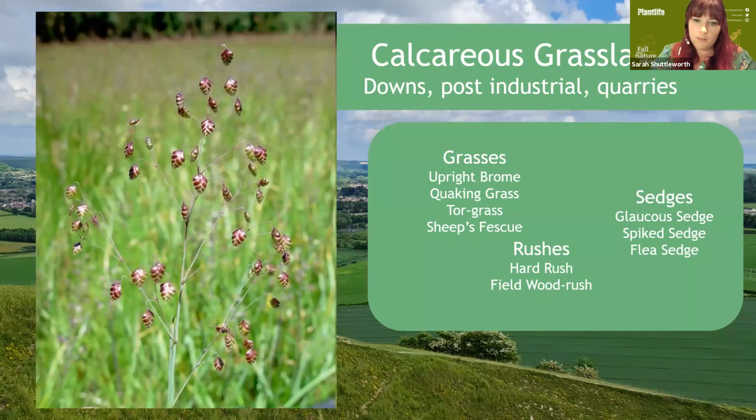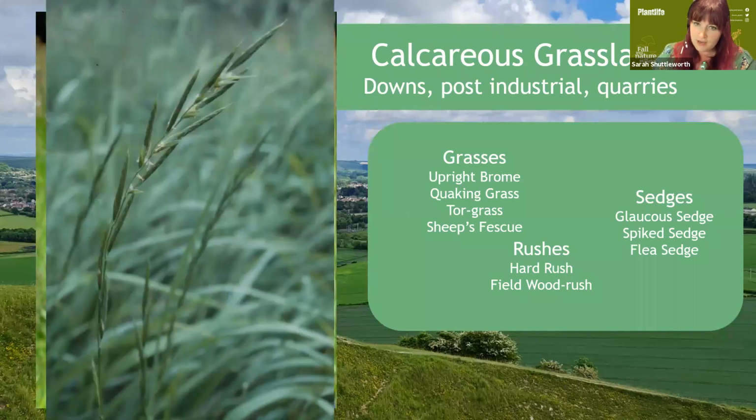So I'm going to talk about upright brome in a second, but another one that you could find up on some nice calcareous grassland is probably one of my favorite grasses, which is quaking grass. And it has these really rather gorgeous, like little rattle heads on it. And it blows in the wind and it's just absolutely gorgeous. Can grow on neutral grasslands as well. It's not necessarily indicative of calcareous, but it's one that you could find while you're there.